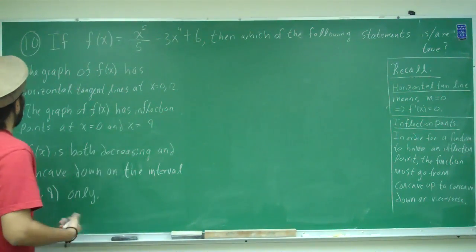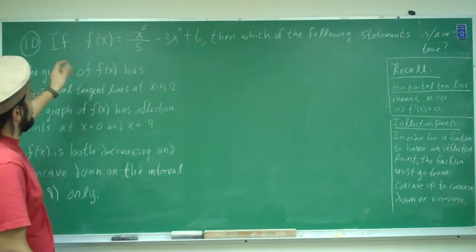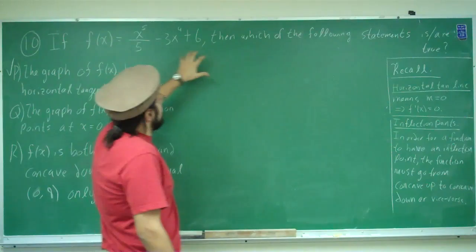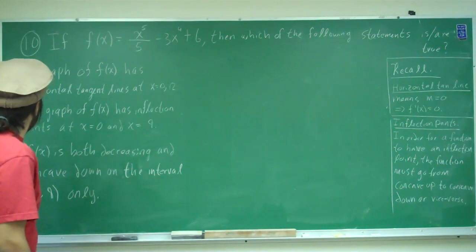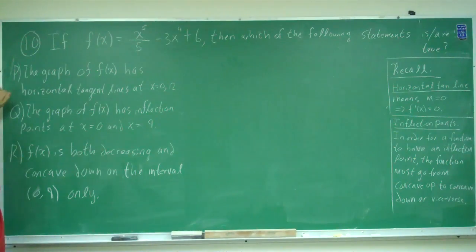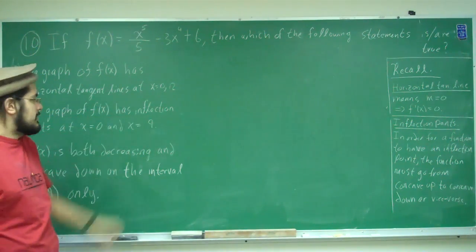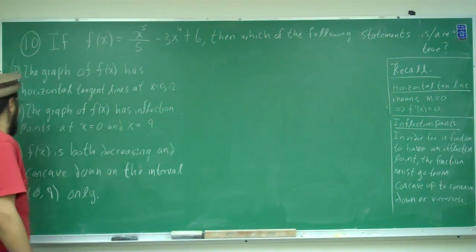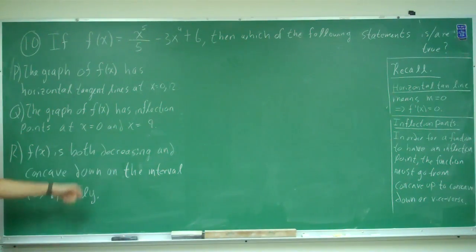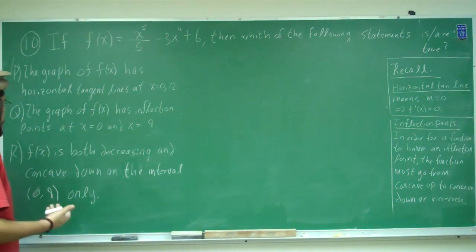Alright, so this is problem 10. Problem 10 states, if f of x is equal to this function, then which of the following statements is or are true? So we have three statements here. We have P, the graph of f of x has horizontal tangent lines at x equals 0 and 12. We have statement Q, the graph of f of x has inflection points at x equals 0 and x equals 9. And statement R reads, f of x is both decreasing and concave down on the interval 0 to 9 only.